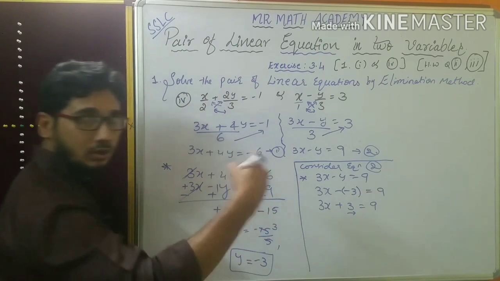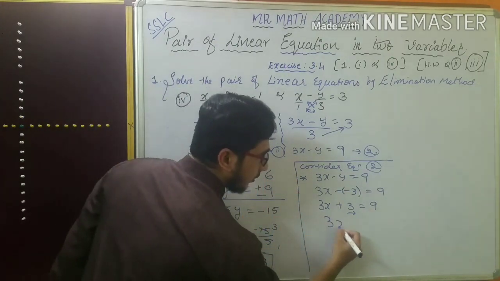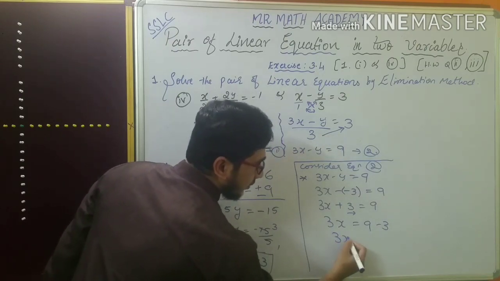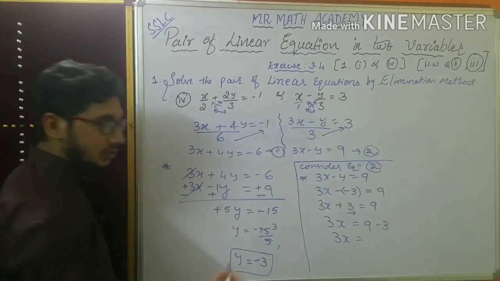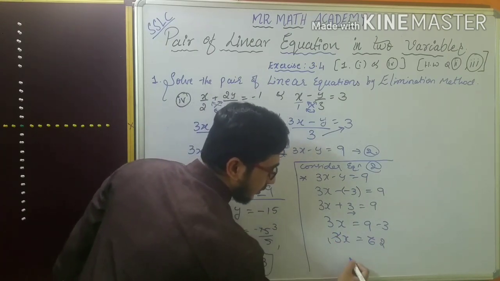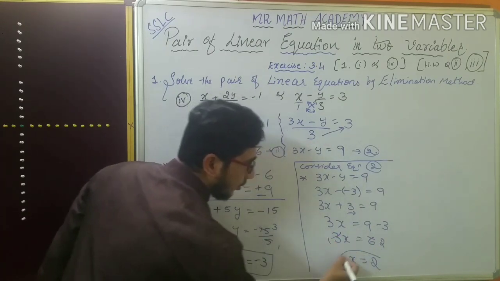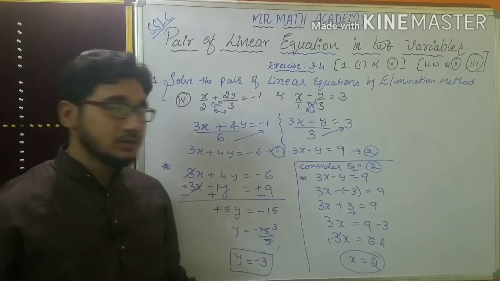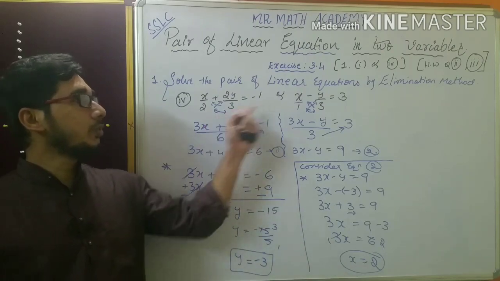Send 3 to the RHS. It will become 3x is equal to 9 minus 3. So 3x is equal to 9 minus 3, how much? 6. Directly I'll divide. 3 1s are 3, 3 2s are 6. So x is equal to 2. So you got the answer. x is 2, y is minus 3. This is the solution of this problem.